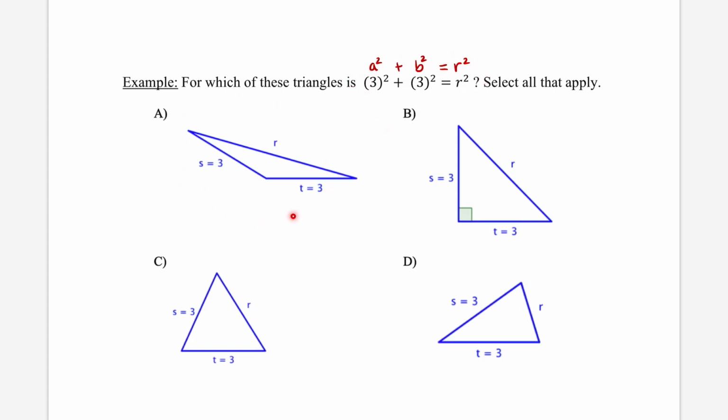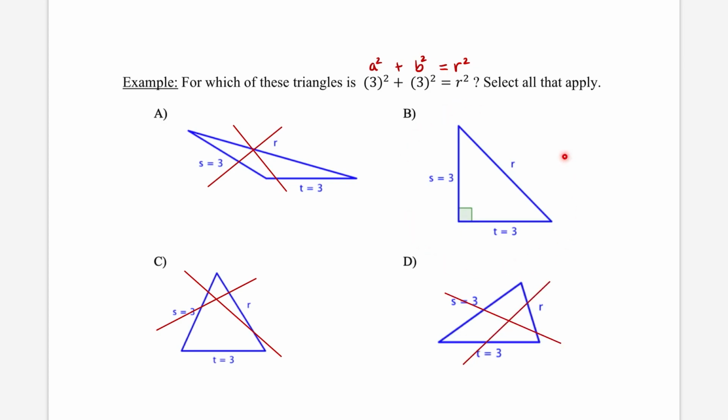Look at the triangle in option A. This is not a right triangle. That means the Pythagorean theorem cannot be used in this triangle, so I'll eliminate this. The triangle in option C is not a right triangle either, so the Pythagorean theorem cannot be used in here. I will eliminate this triangle as well. Similarly, D is not a right triangle because I can't find any right angle here. The Pythagorean theorem cannot be used here, so I will eliminate D as well.